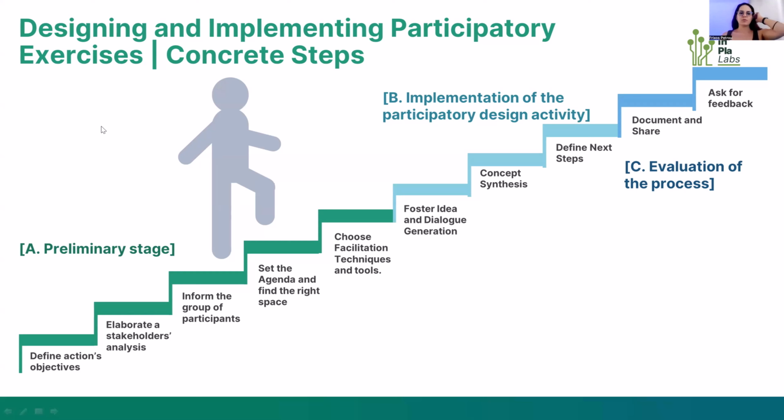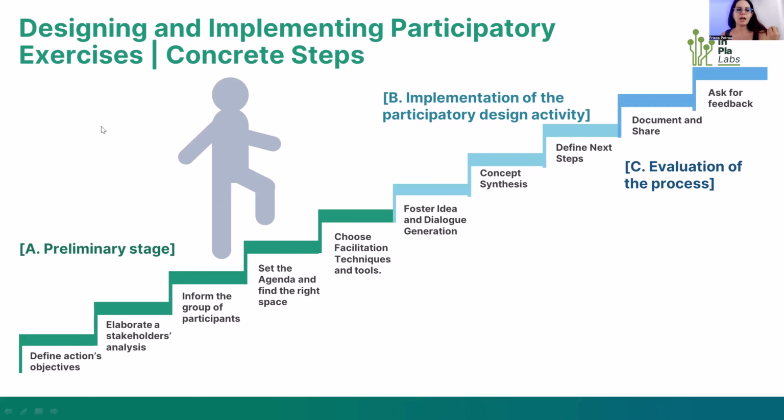So, first of all, you need to define the objective of the action. For example, in the example of the school, when you have a group of people, of course, it's impossible to cover all the things or all the aspects. Or if you want to cover different things, you need different participatory exercises. If you want to talk with the students, you need a different process from the one when you talk with the municipality or another level of policymakers.